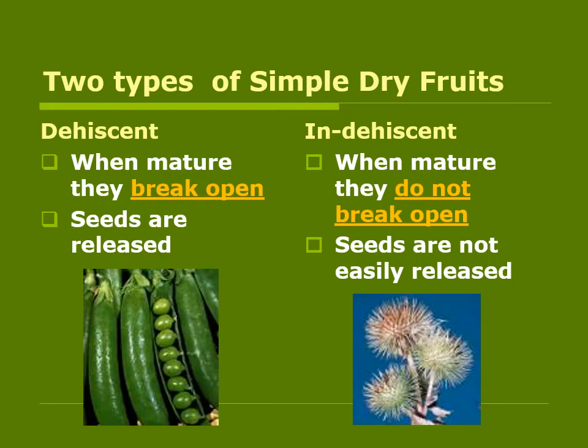There's two types of dry fruits. There's dehiscent and there's indehiscent. And the difference being that when the entire ovary matures and dries, because this is dry fruit, when it dries, if it's dehiscent, it means it automatically breaks open and releases seeds. If it's indehiscent, it matures and dries, but it does not automatically break open. It needs some sort of external force to crack it open or to blow the seeds off or something along that line.